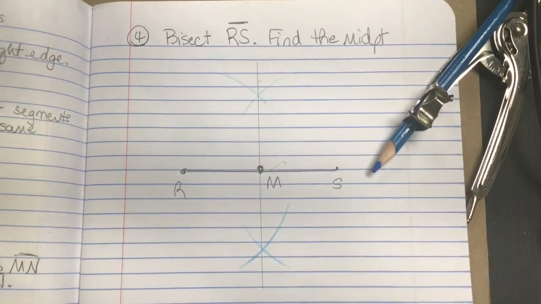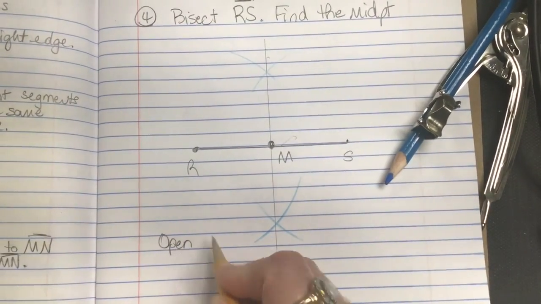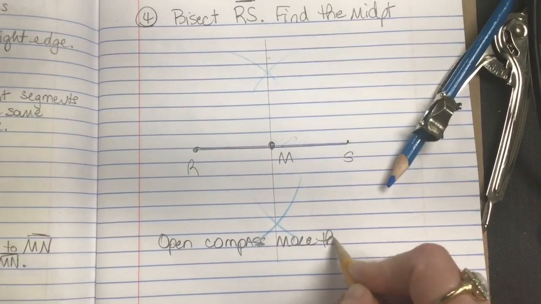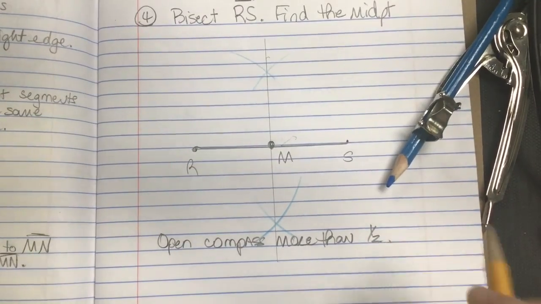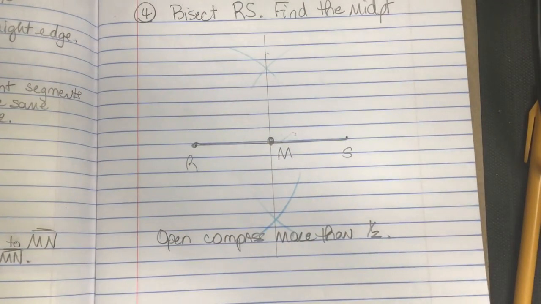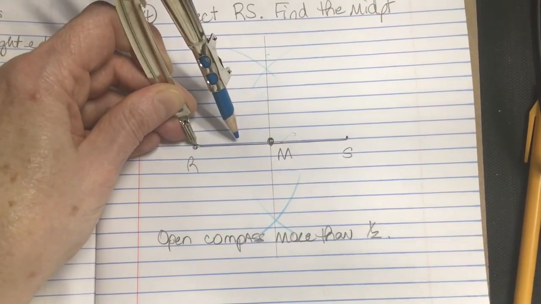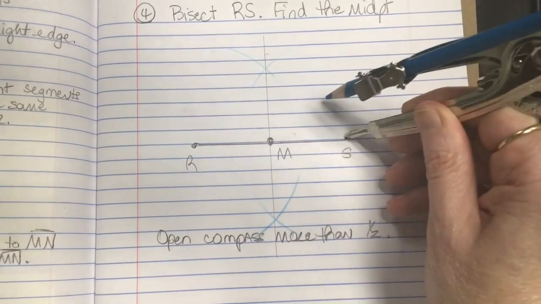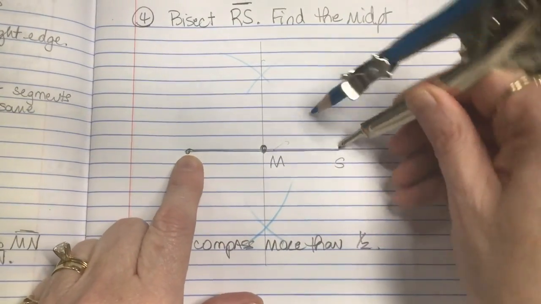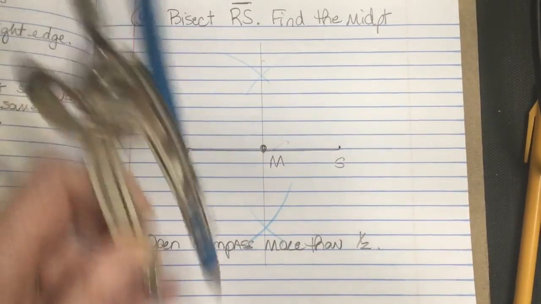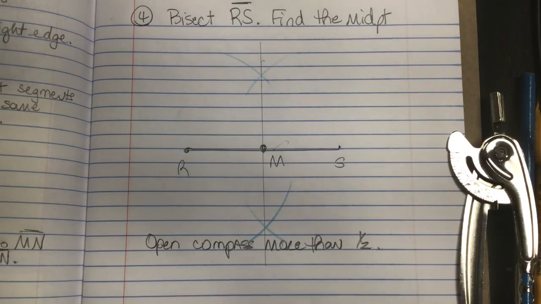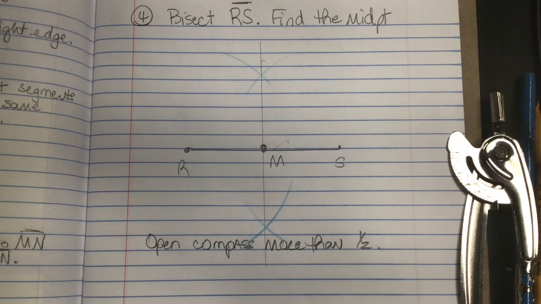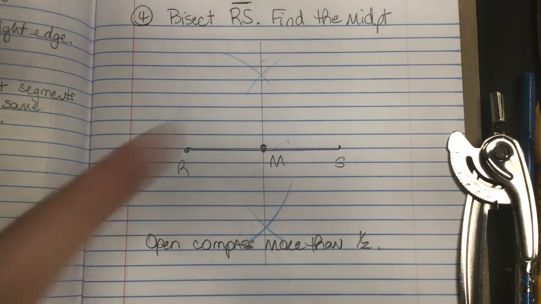So what was the trick? Why did we have to open the compass more than halfway? Why? What if I didn't open it halfway? What if I did that? What would have happened? If I had gone less than half, what would have happened with my arcs? They won't cross. If you open them exactly halfway, they would only be there, but you don't have, in the rule, 2 points make a line. Yeah, I think we had that in our lesson too. 2 points make a line.